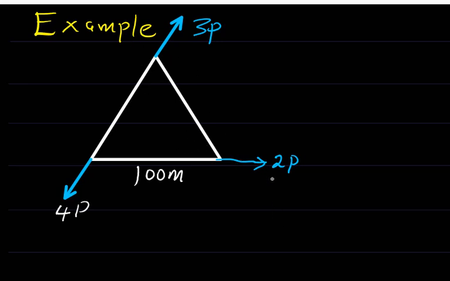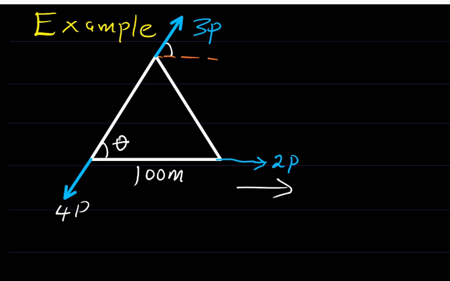To find the resultant of this, we have to resolve the horizontal component. 2p is acting horizontally. But 4p is inclined at an angle, so we need to know the angle theta. And this 3p is also acting at an angle to the horizontal. We need to know what this angle is with the horizontal.